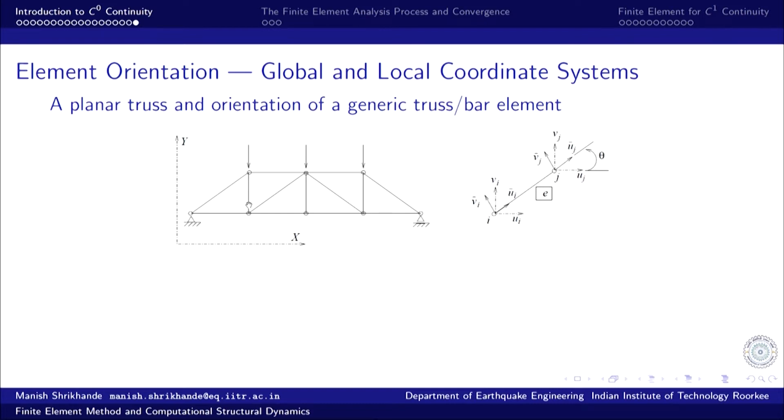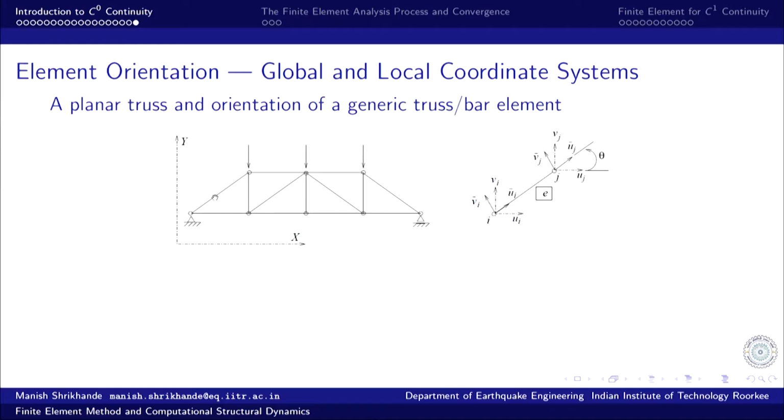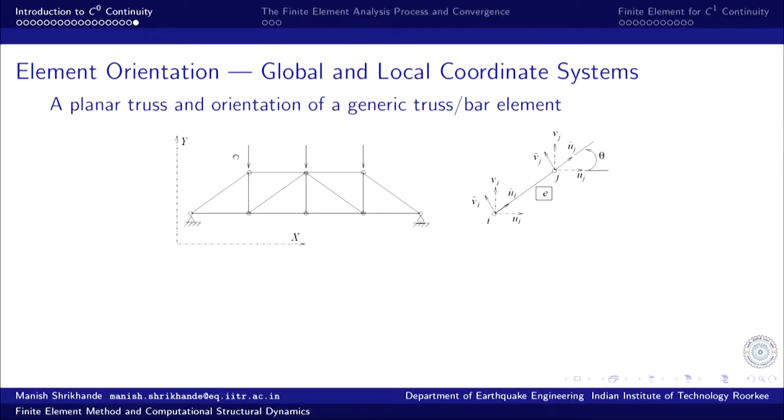These different elements have different orientations, and obviously it is easier to define the element level equations when the axis is oriented along the member length. Then there is only one variable, and transverse to the axis the displacements are 0, because all the loads are along the axis. So it is easier to define the element level equilibrium along the individual member axis. Those are called the local frame of reference or local coordinate system.